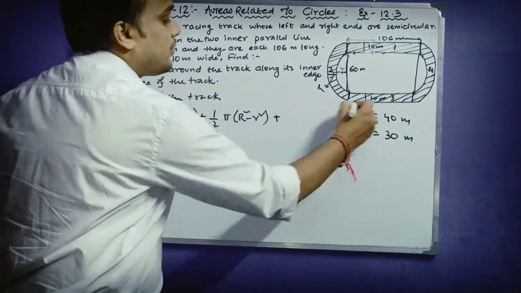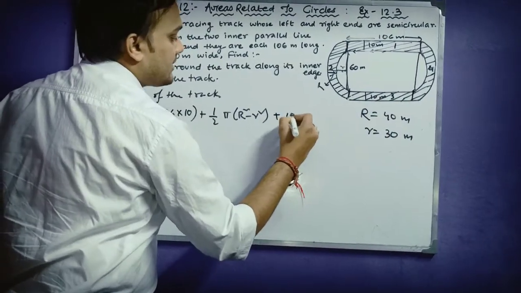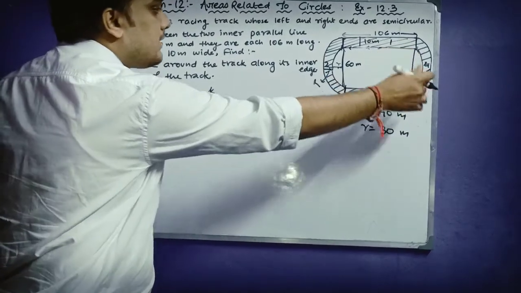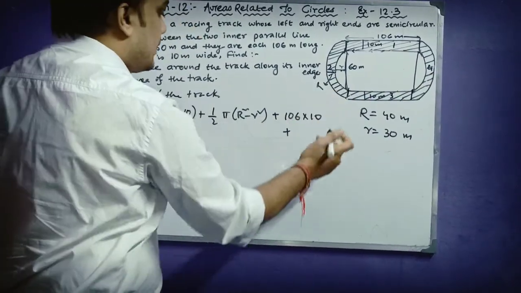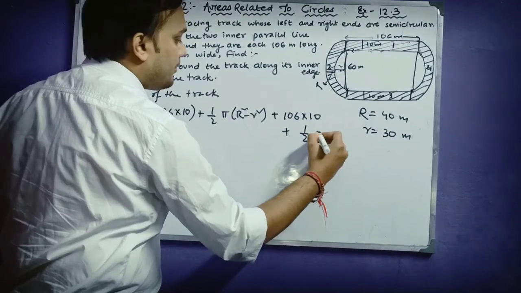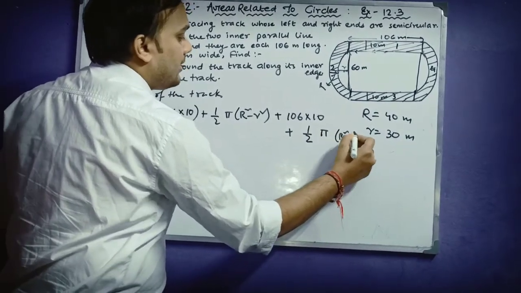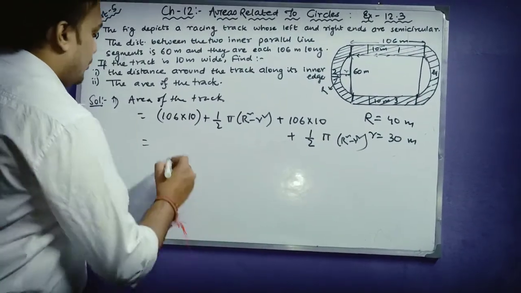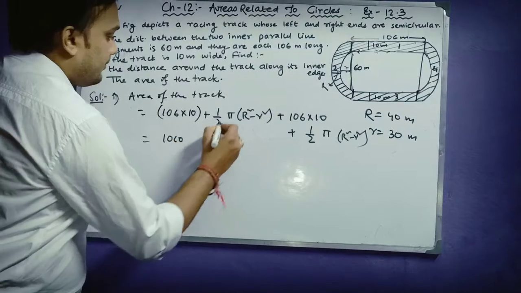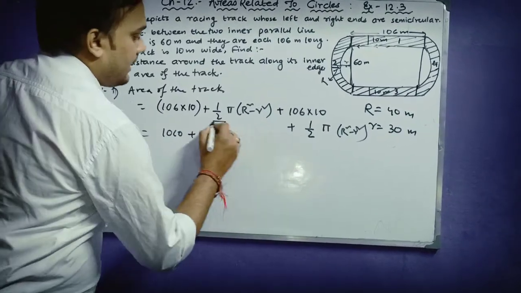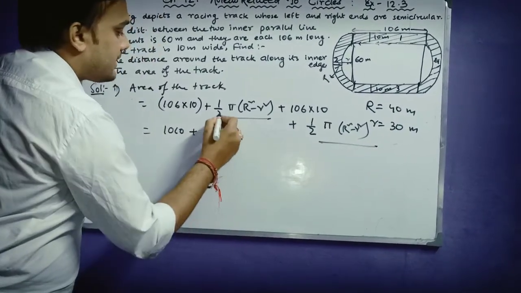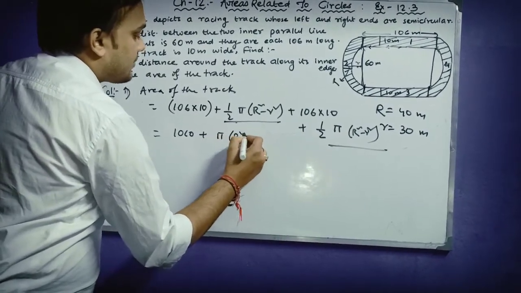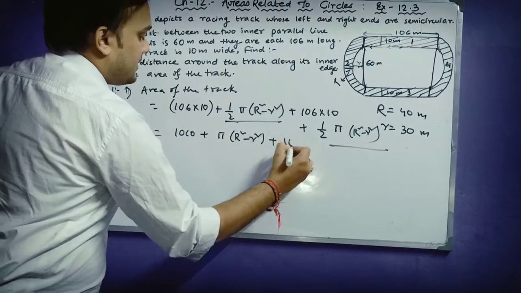Then the area of portion 3 is again a rectangle of the same length and same breadth, that means 106 into 10, and the last is again the same as portion number 2. So it will be 1 by 2 pi capital R square minus small r square. So this is our calculation that we need to do. It will be 1060 plus this, and this is the same. So we can write half plus half is actually 1. So it will be pi into capital R square minus small r square plus 1060.